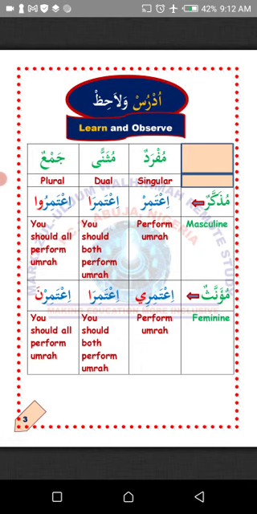So the verb i'tamir will now become i'tamira, which means you should both perform umrah. So if there are more than two, all you need to do is to attach wawun to the last letter of the verb i'tamir. Remember, once wawun is attached, the letter before it must take dhamma, as we know that wawun is the mother of dhamma in Arabic. So the verb i'tamir will now become i'tamiru, which means you should all perform umrah.